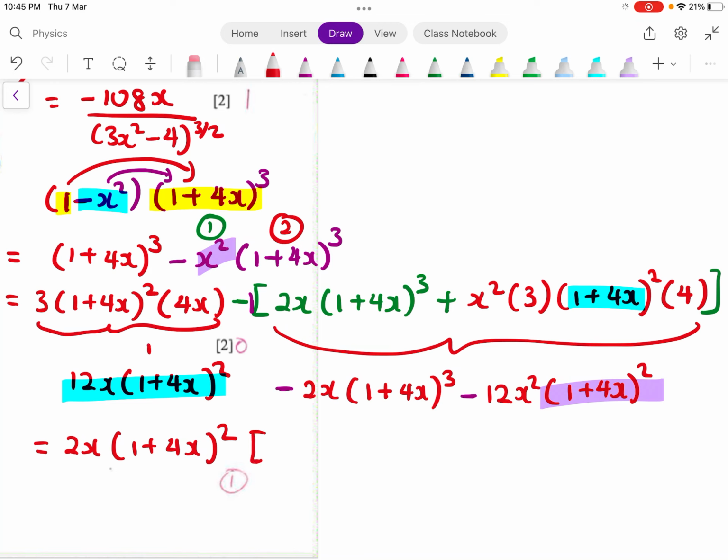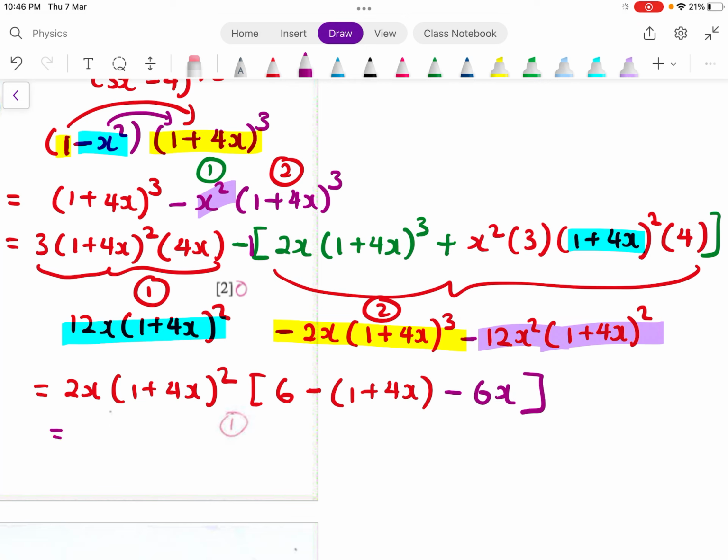Okay, you look at the very first term here. What is left is 6 only. Then the second term, I highlight in yellow color. The 2x is gone, of course the minus is still retained, 1 + 4x bracket. Then the last one, the purple color one, minus, so this will become 6x. Good, done, because I take out the (1 + 4x) squared.